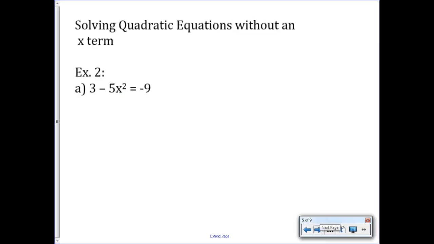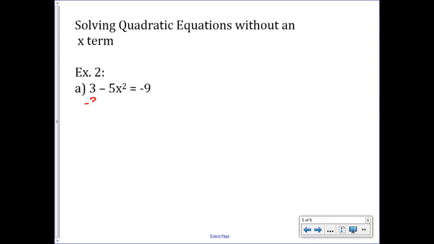Alright, solving quadratic equations without an x term. So if we don't have that middle term, one thing we could do is solve by finding the square root. So in this case, I'm not going to move everything to one side. I'm going to try to get the x squared isolated by itself.